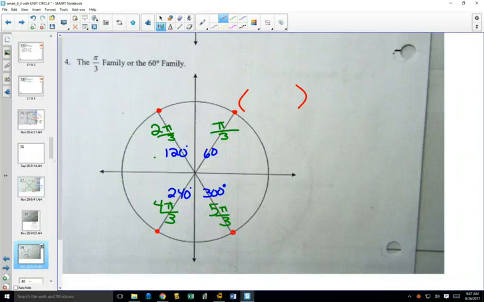Coordinates. Looking at your coordinates, cos of 60 degrees was 1/2. Sine of 60 degrees was root 3 over 2. 5-second head start on your coordinates.